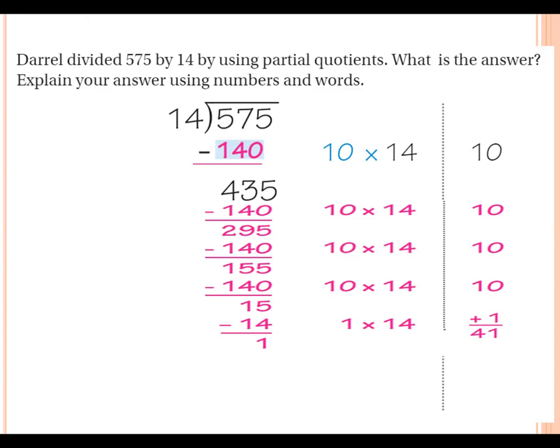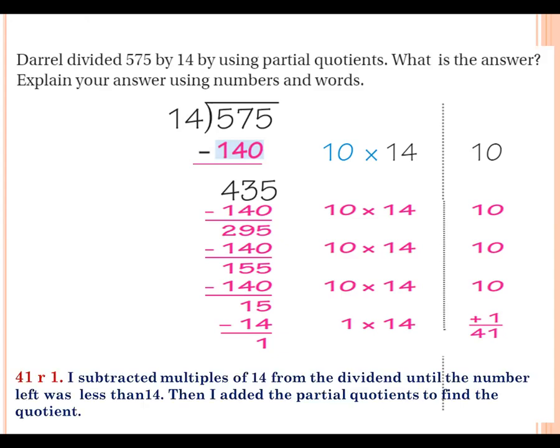And how will you explain it in words? You can say the quotient is 41, remainder is 1, and I subtracted the multiples of 14 from the dividend until the number left was less than 14. Then I added the partial quotients to find the quotient.